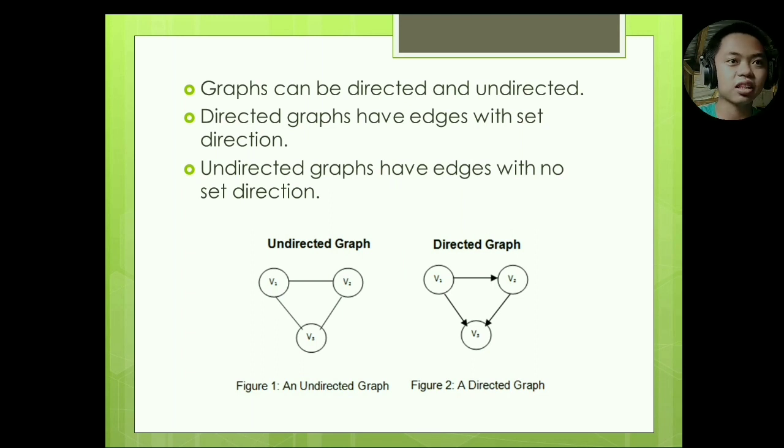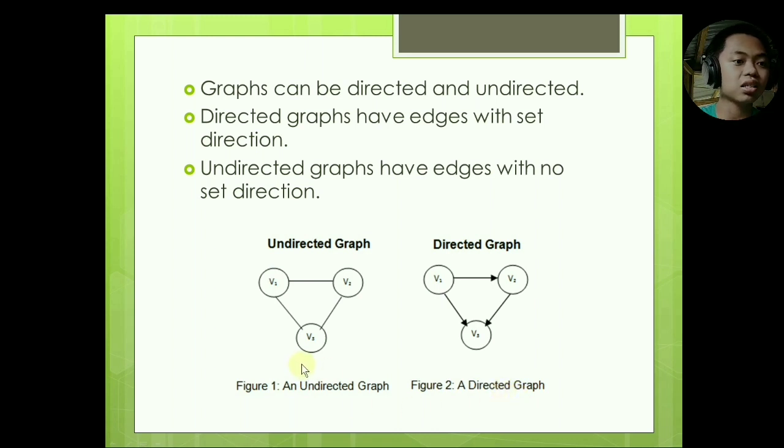Graphs can be directed and undirected, meaning directed graphs can have edges with set direction, and undirected graphs have edges with no set direction. Directed na direction, undirected walay direction. So these examples show undirected and directed graph.